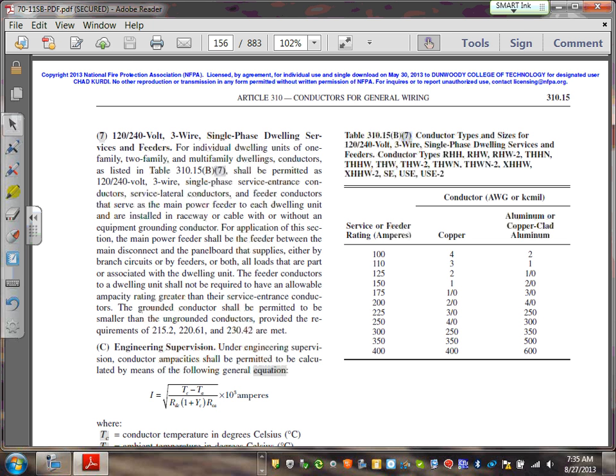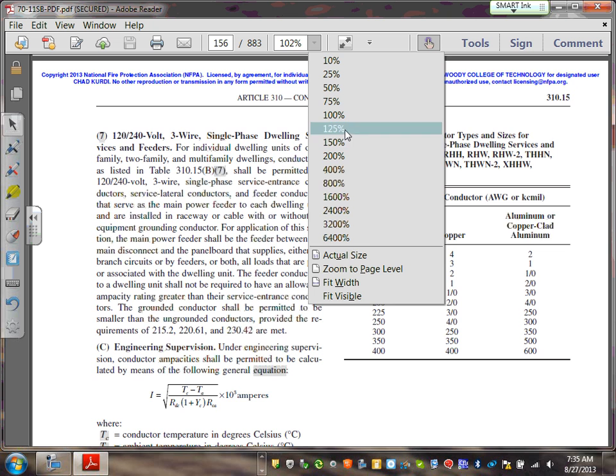I'm going to PDF this one too. The notes that I'm going to write about these tables are so important that they will help you as a designer from now on, in the residential as well as in the commercial. This table that you're looking at is called table 310.15(B)(7). Before you go ahead and start with this table, you have to understand a few things about it.